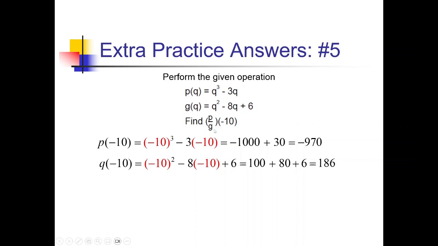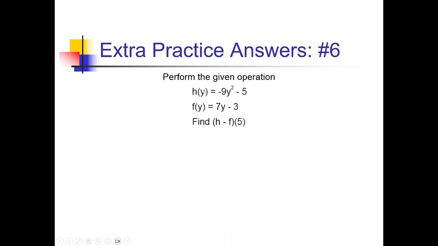Now we have to do p divided by g. So negative 970 divided by 186. And I think we can definitely reduce those by 2. So this would be negative 485 over 93. Can we reduce that anymore? Not really sure. 93, you could split that up into 3 and 31. 3 doesn't go into 485 because the digits don't add up to a multiple of 3. 31, I'm pretty sure, doesn't go into that either. So I'm going to say this is as good as it gets.